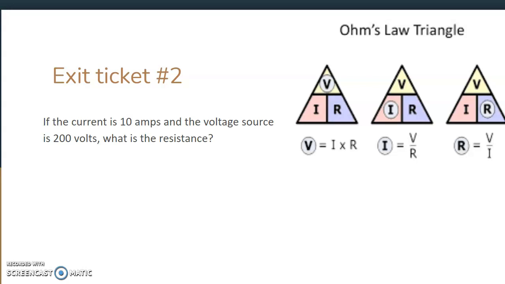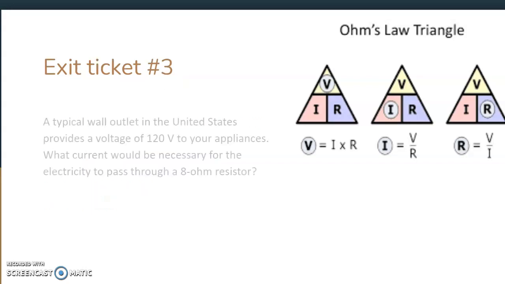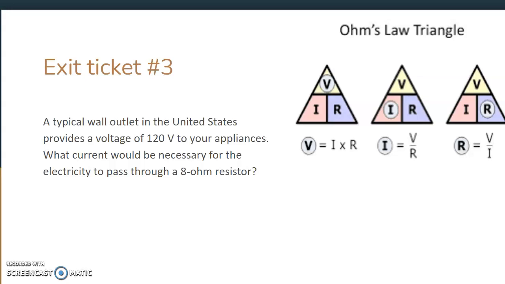So this question is, if the current is 10 amps and the voltage source is 200 volts, what is the resistance? So again, change numbers to variables. Volts is equal to 200. Our current I is equal to 10 amps. And we are looking for resistance, so we're looking for R. So we're going to say R is equal to V divided by I, which is 200 divided by 10, or 20 ohms.